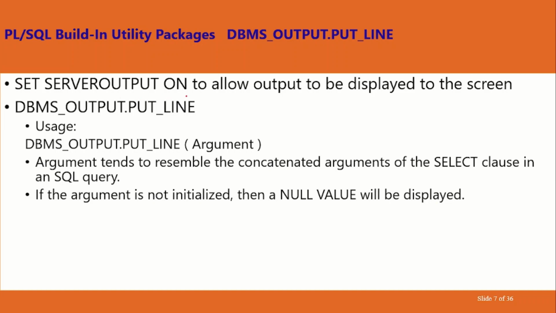Set serveroutput on is a built-in setting which is used to display some content onto the screen. It is similar to the printf function of programming. It is typed like this: dbms_output.put_line, and then we'll have an argument, some comment part, and then some variable part into it. That's how we'll go ahead.